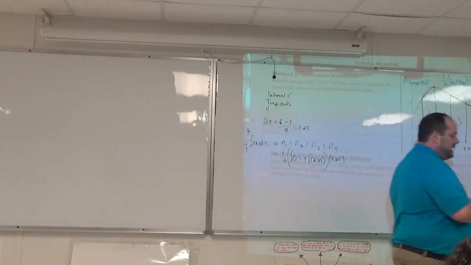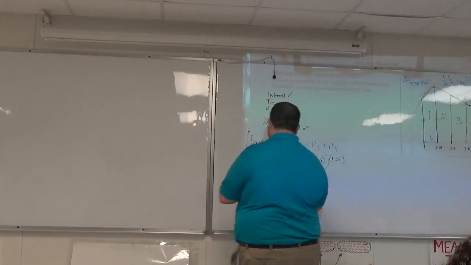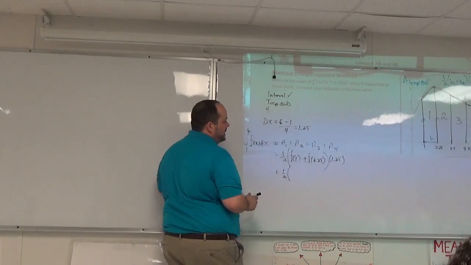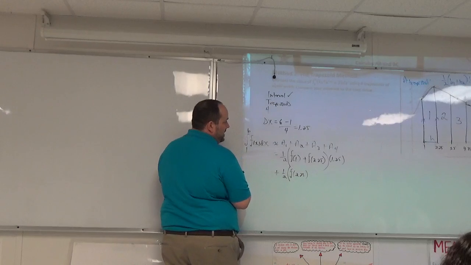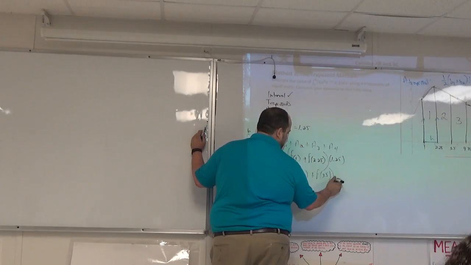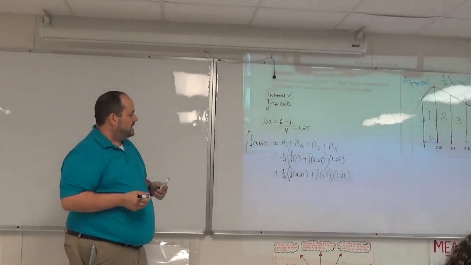All right, let's get some hands in this. Somebody give me the second one. What's that second one going to have to be? Lewis, what you got? Plus 1/2. Length of the first base? f(2.25), plus f(3.5), times 1.25. Andrew, how about that third trapezoid?